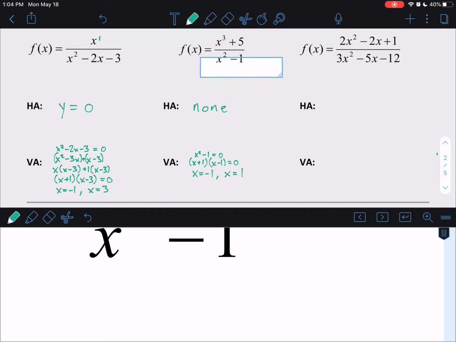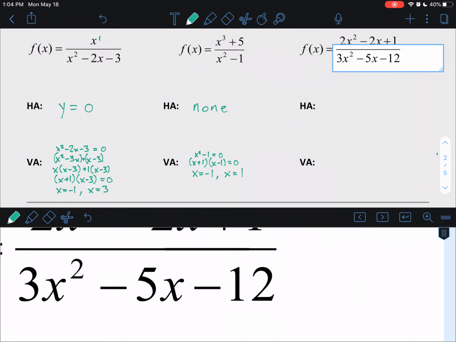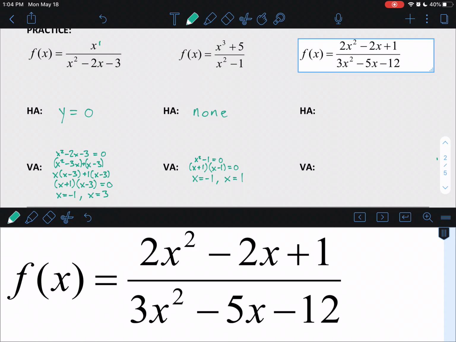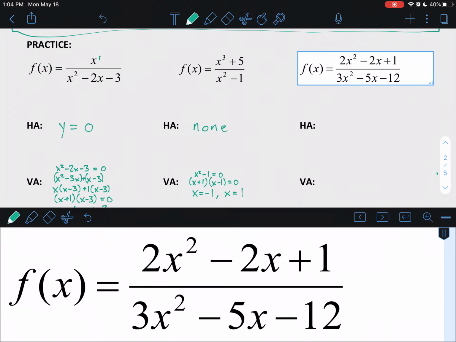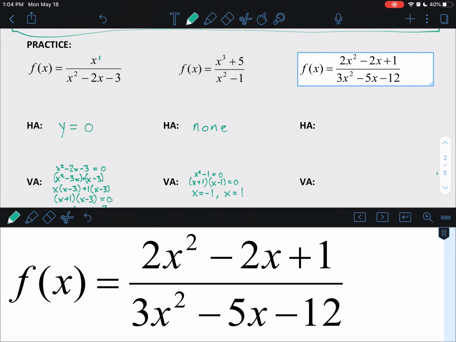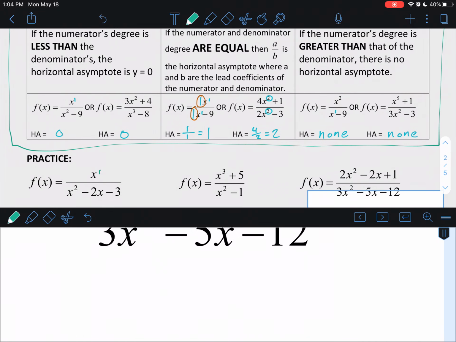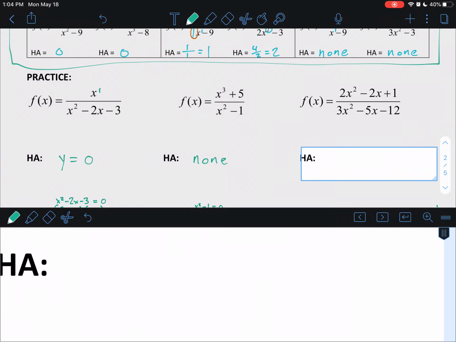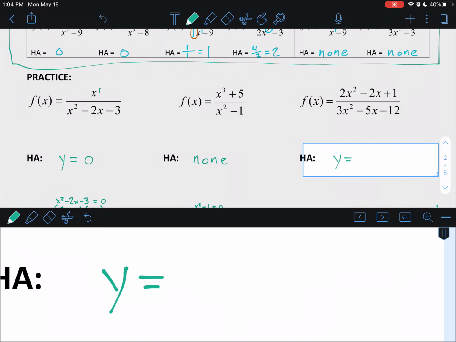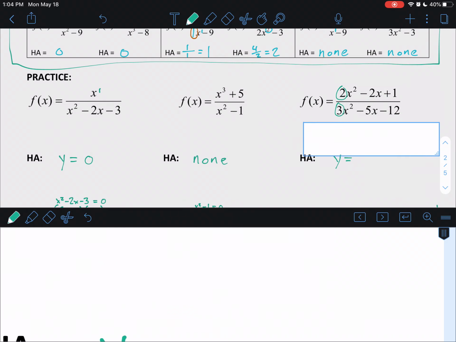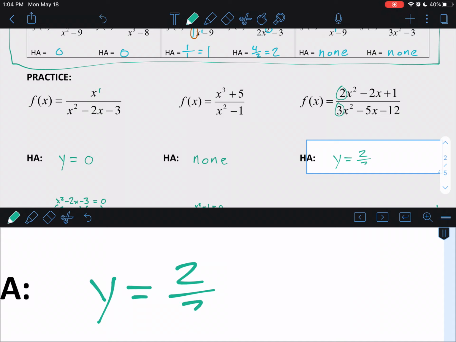And finally, this third one here. This one has 2x squared over 3x squared. So that x squared and x squared, that's the same degree, meaning that we're just going to look at the coefficients of the numerator and the denominator. So the horizontal asymptote is y equals, and I'm going to take this 2 and this 3, y equals 2/3. That's my horizontal asymptote.